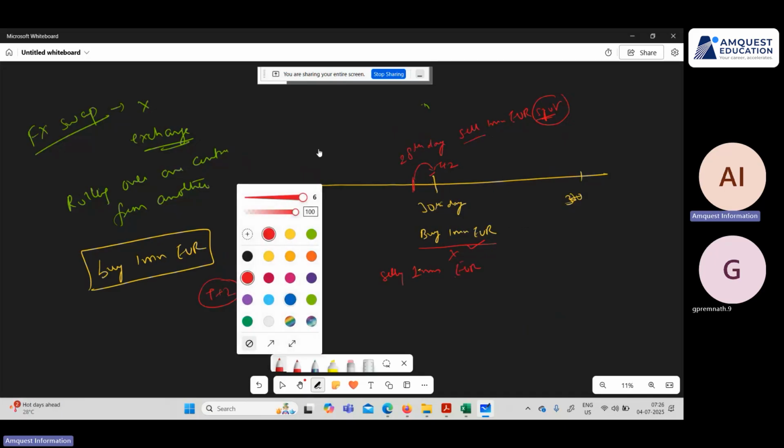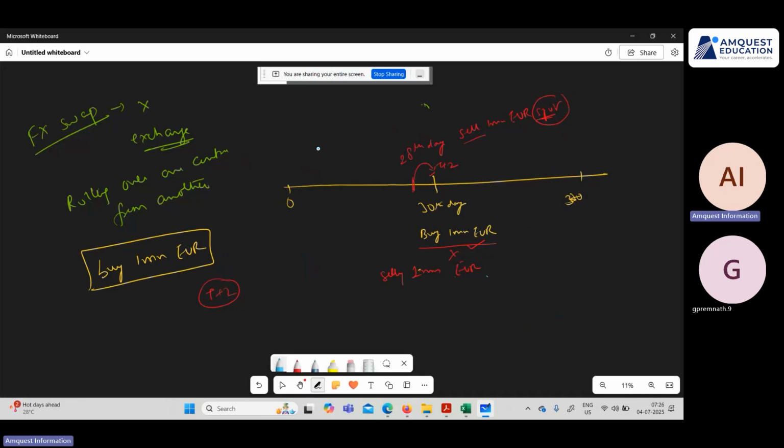So you got away with this part first. There is no more transaction that you need to do. You're done with it. But obviously, you still wanted to get into a contract where you would buy 1 million euros. So on the 28th day itself, get into a contract of 30 days to buy 1 million euros. Is that okay?